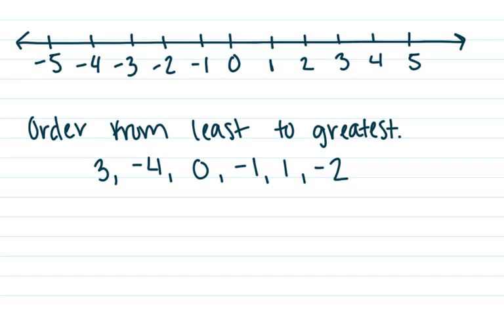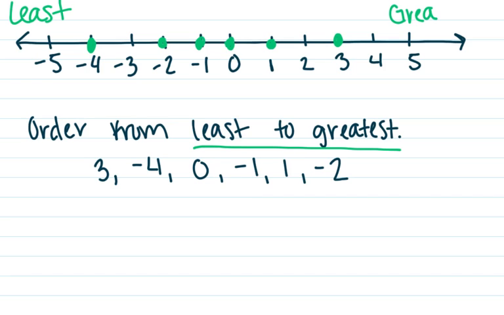Let's go ahead and mark these numbers on the number line. All right, I have 3, I have a -4, I have a 0, I have a -1, a +1, and a -2. Now, something I should notice about my number line when labeling least to greatest is that all of my least numbers are going to be to the left because that's where our negatives live, and all of my greater numbers are going to be to the right.